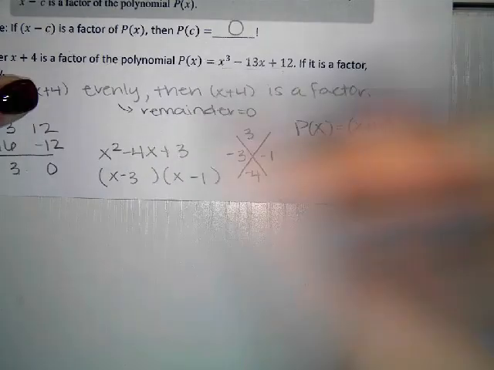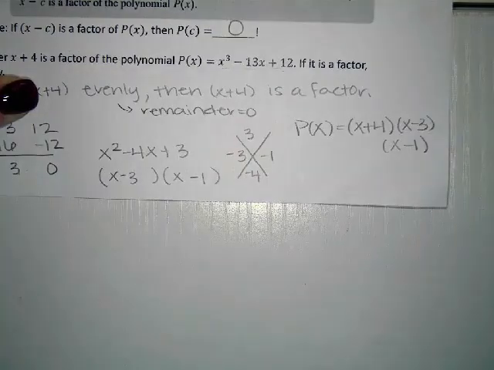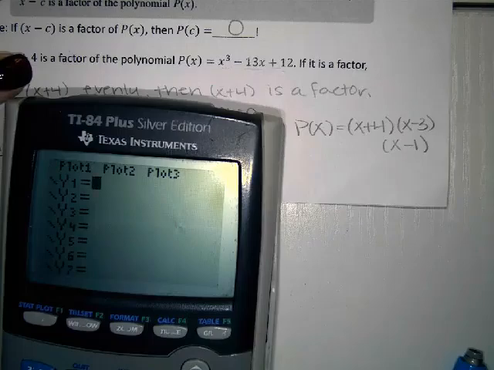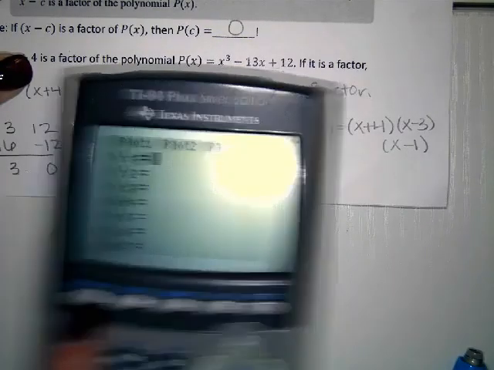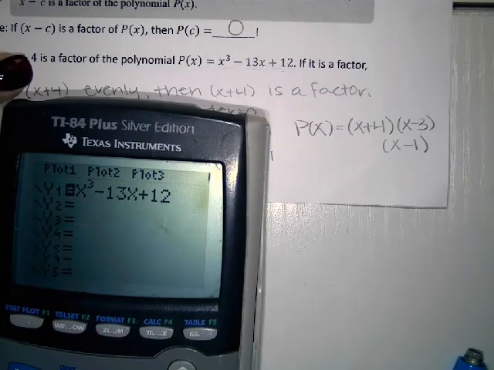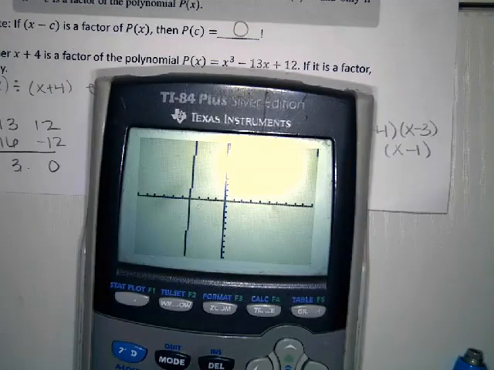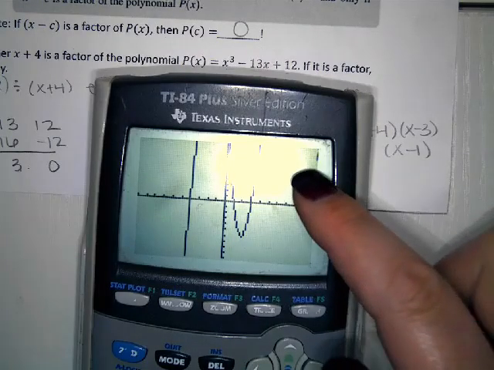And you can always check your work, make sure you got it right. So on the y equals screen, I can graph the original problem, x to the third minus 13x plus 12. And then right underneath that, I can graph my factors, x plus 4, x minus 3, x minus 1. And when I graph those, there's my original graph, and I can see the calculator's thinking. It graphed both of these at the same time, and I only saw one graph because it graphed them on top of each other. That means that I got the problem right. So that's a good way to check your work.